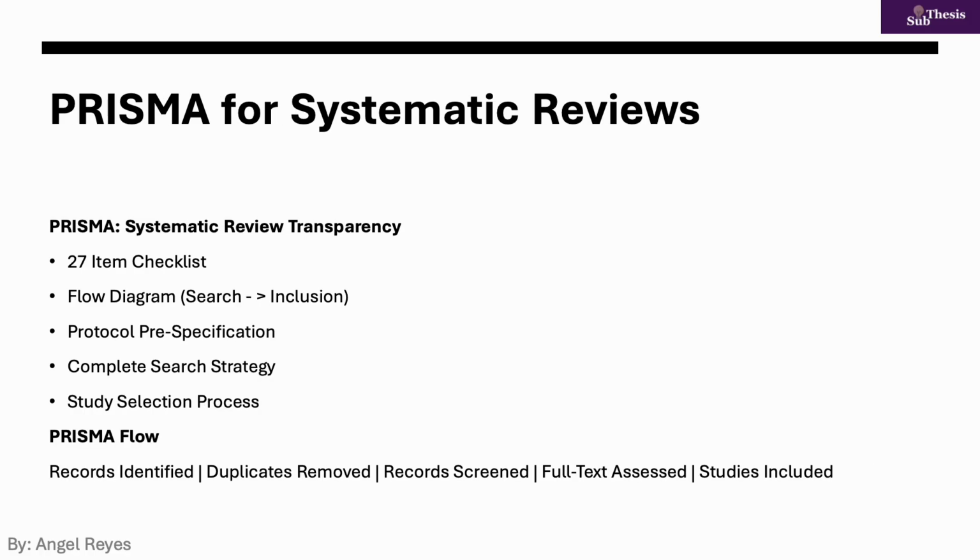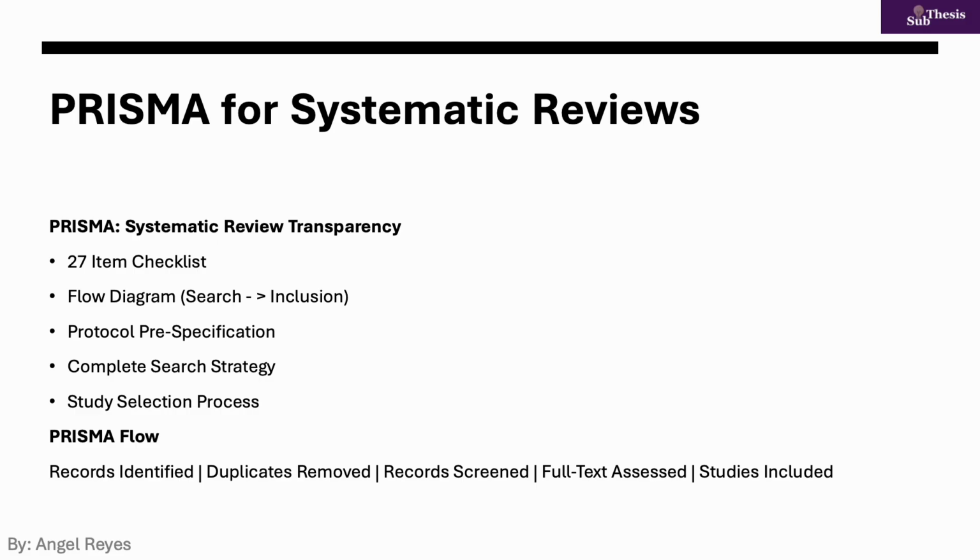PRISMA ensures systematic reviews are truly systematic, not just comprehensive literature reviews with fancy names. Its 27-item checklist covers the entire review process. The PRISMA flow diagram shows your search and selection process, databases searched, records identified, duplicates removed, articles screened, full texts assessed, and studies included. This transparency lets readers judge whether you might have missed relevant studies.